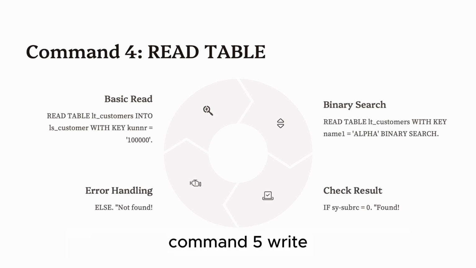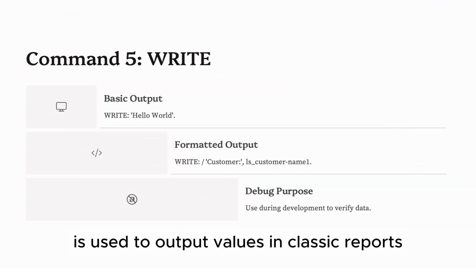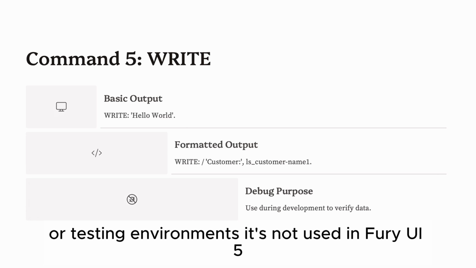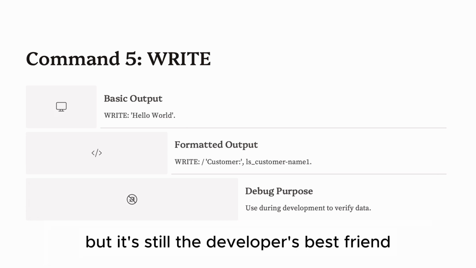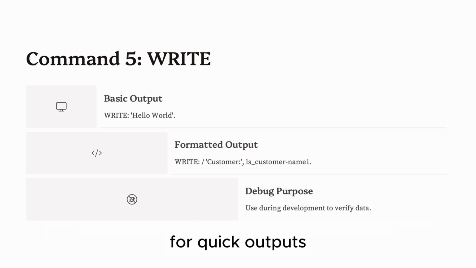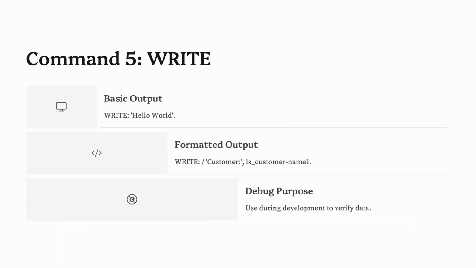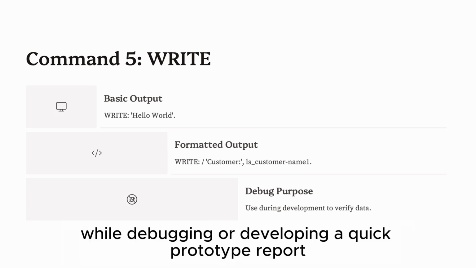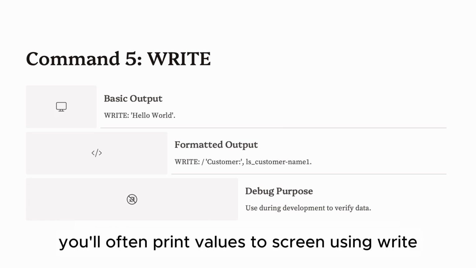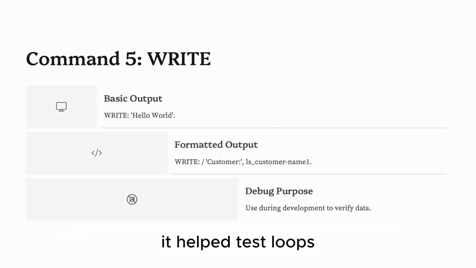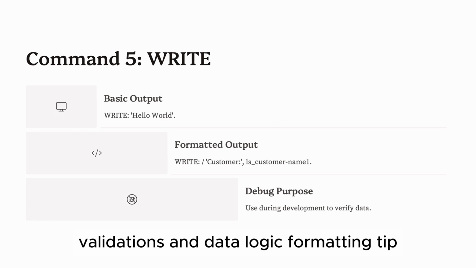Command 5. WRITE. What it does. WRITE is used to output values in classic reports or testing environments. It's not used in Fiori UI5, but it's still the developer's best friend for quick outputs. Syntax example. WRITE: / 'Customer Number:', ls_customer-kunnr. Real-world use. While debugging or developing a quick prototype report, you'll often print values to screen using WRITE. It helps test loops, validations, and data logic.